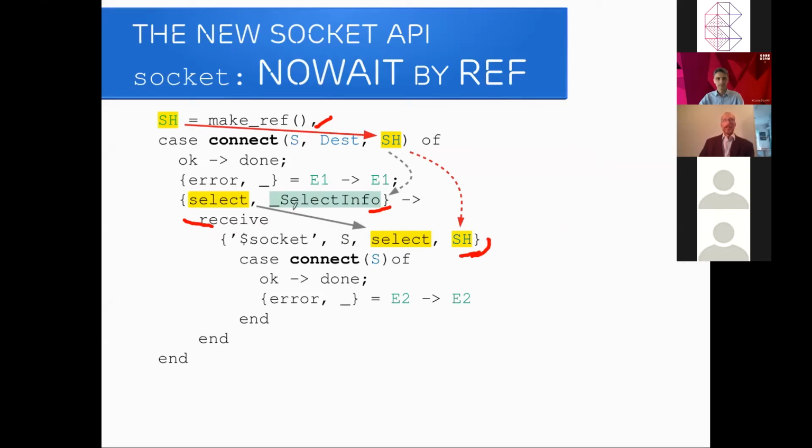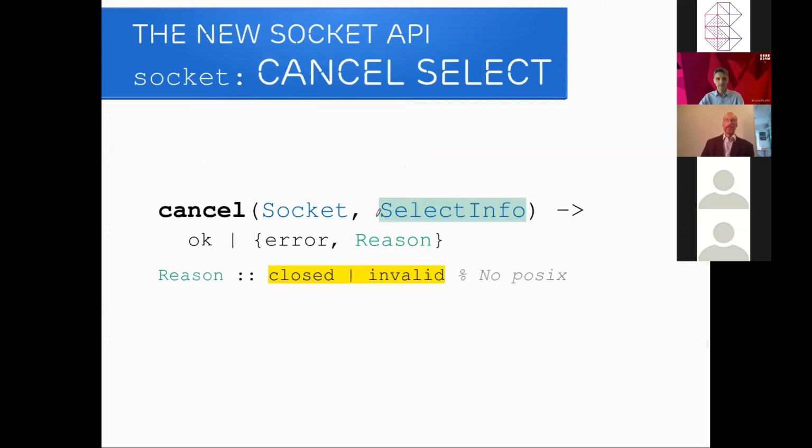The select info looks a bit redundant here, but that one is needed to regret waiting. You can cancel a select operation. This is an extension of ours, so there is no POSIX error on this one. A process that dies also cancels a select operation.